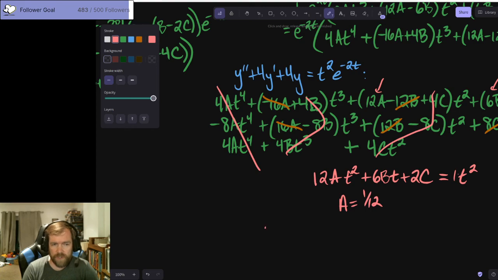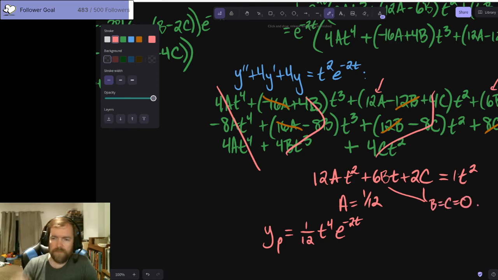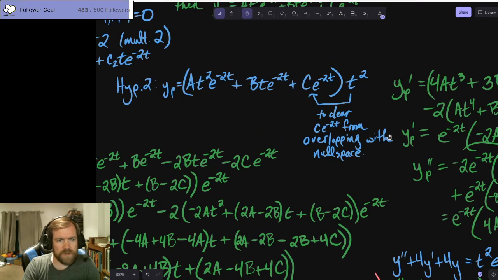So the solution here is that y sub p is going to be 1/12 t to the 4th e to the negative 2t. And b and c are both going to be 0, certainly is the implication.